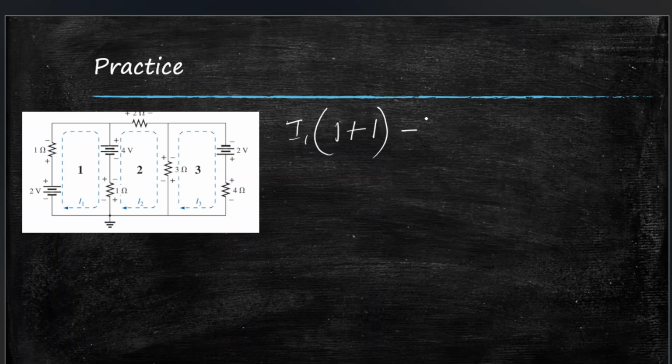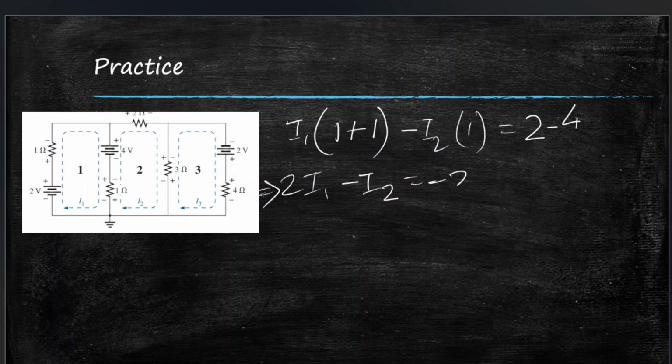And then minus I2, just 1. Again, didn't need that bracket. And equal to all the voltage sources. It will be 2 volts minus 4 volts. Okay. Now let's simplify. So we have 2 I1 and minus I2 is equal to minus 2. That's equation 1.